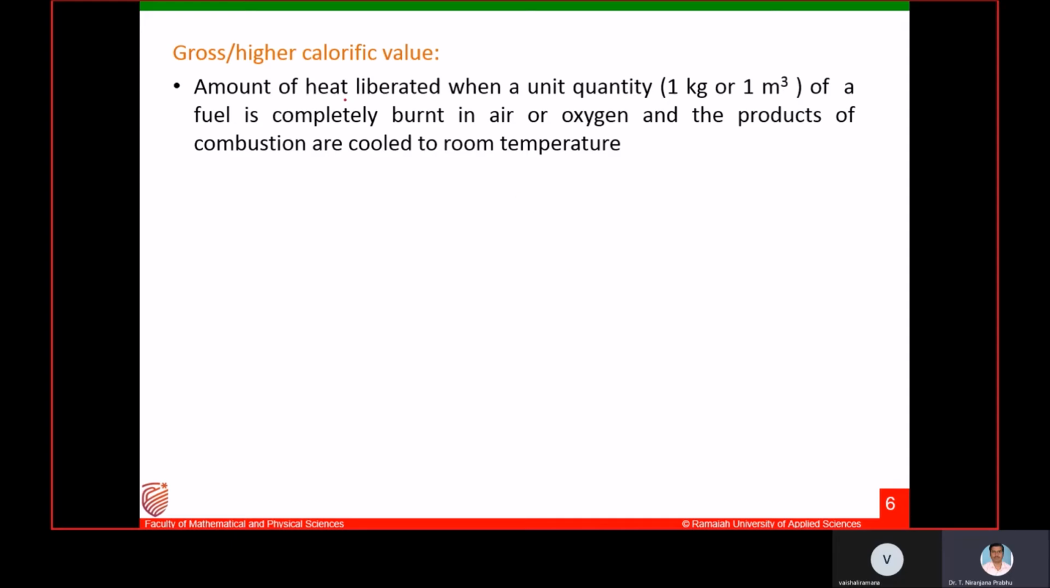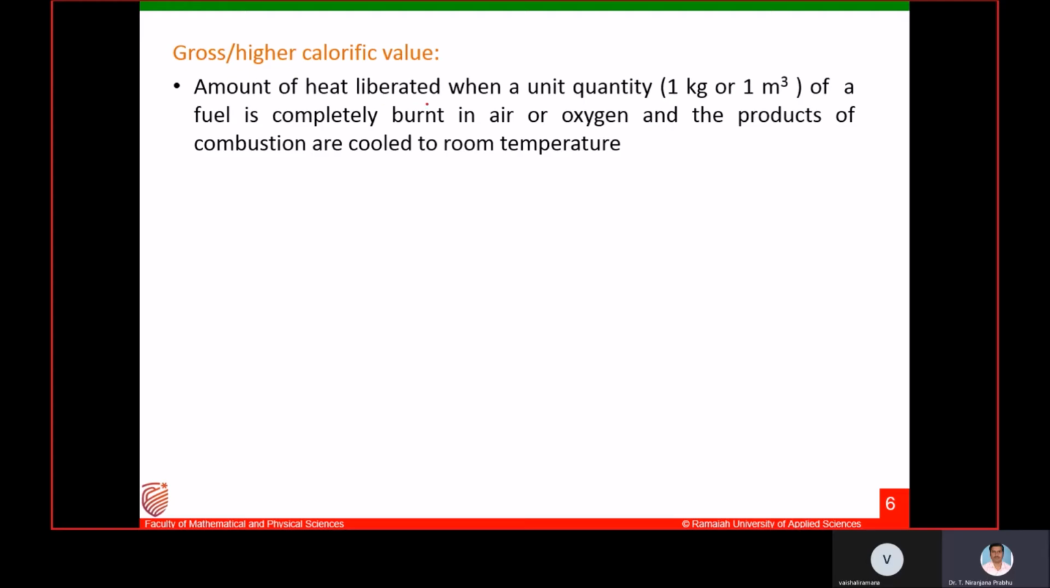GCV is the heat liberated when a unit quantity of a fuel is completely burnt in air or oxygen and the products of combustion are cooled to room temperature. That means two types of heat are getting added. One, while burning the fuel, the amount of heat liberated, plus while cooling the products of combustion, that is carbon dioxide and water, they will have heat content. When you cool those products to room temperature, this heat also gets added up. Together, we call it gross calorific value.